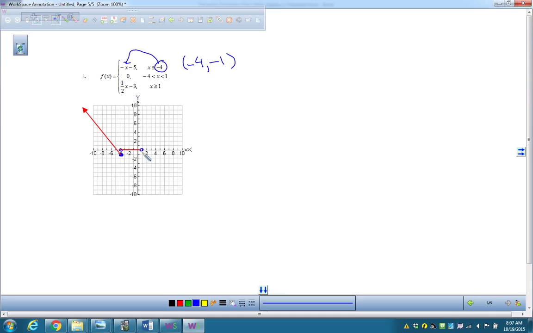So at 1, I have the point (1, -2.5), and that's a solid circle, and it has a slope of 1/2, over 2 up 1. So something that looks like this. Whoops, but it's got arrows on it, okay? As it goes out there. So that's what that piecewise function looks like. Three different pieces, okay? Tricky?